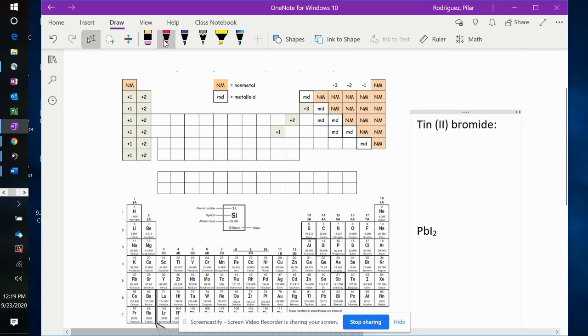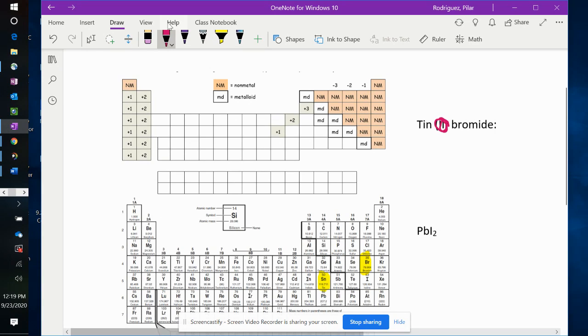Okay, so last example before you guys go and practice. So let's see, tin 2 bromide. First I have to find tin in the periodic table. Tin is right here. We've already found that before. And let's find bromide while we're at it. Bromide is right here.